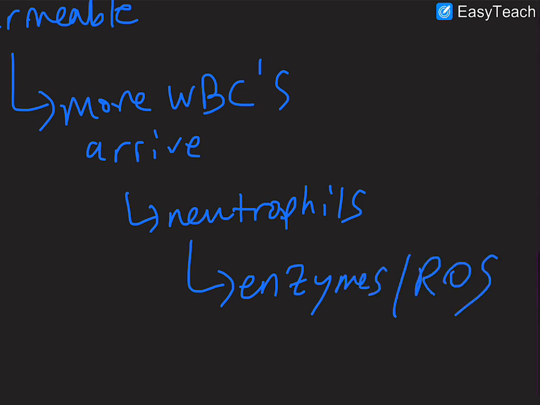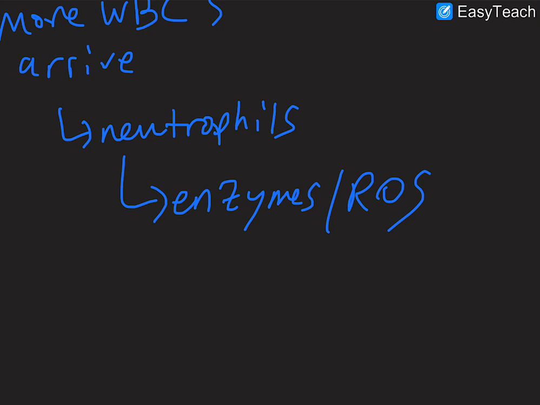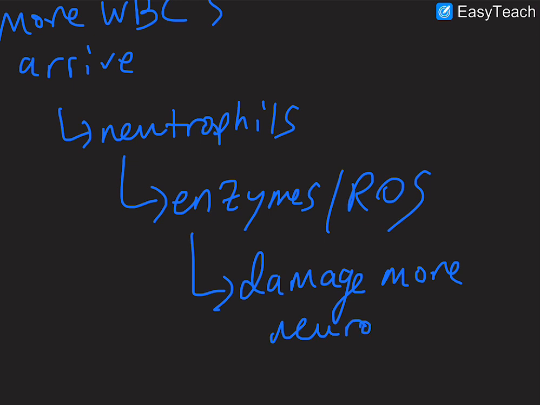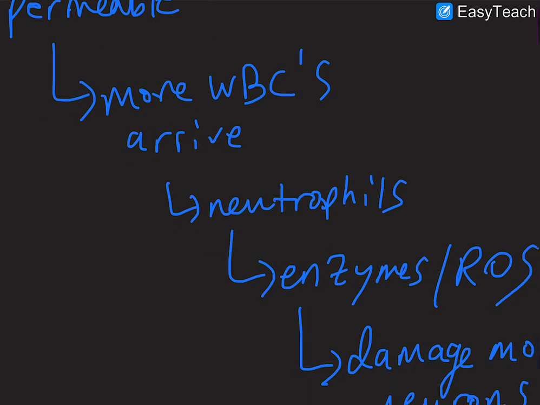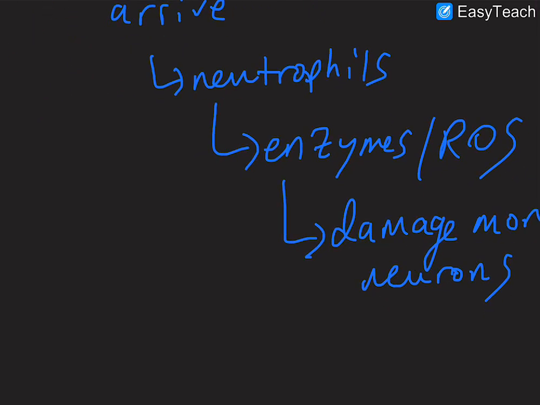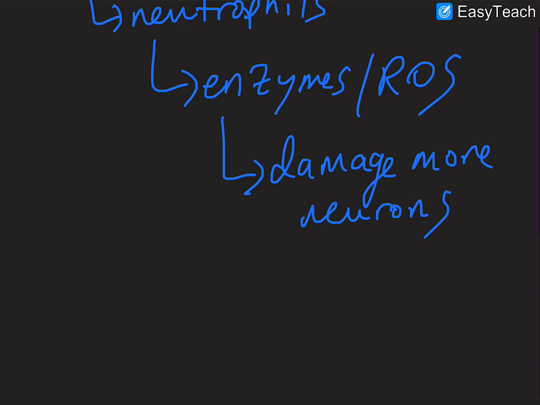So imagine this: more neutrophils come in. What do they do? They release enzymes and reactive oxygen species, right, to try to kill the virus off. But in the process, you damage more neurons, right? You damage more neurons in the temporal lobe by doing this. So as we can see, this can lead to the destruction of neurons, right?